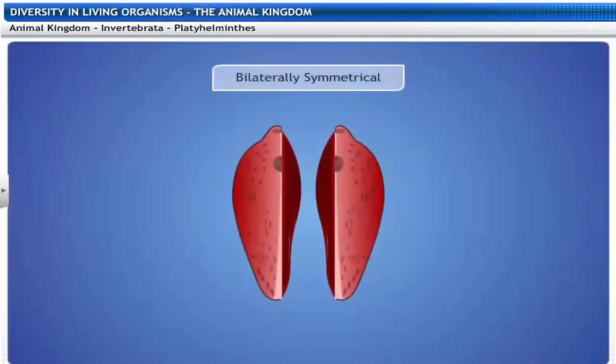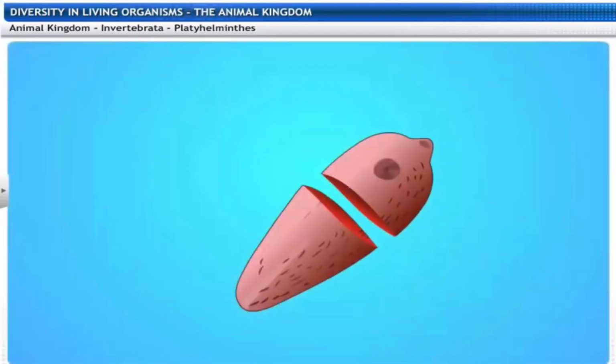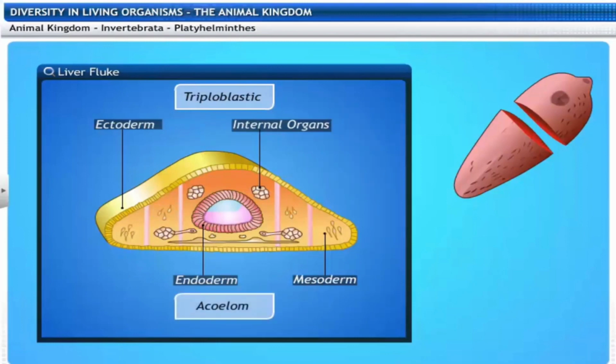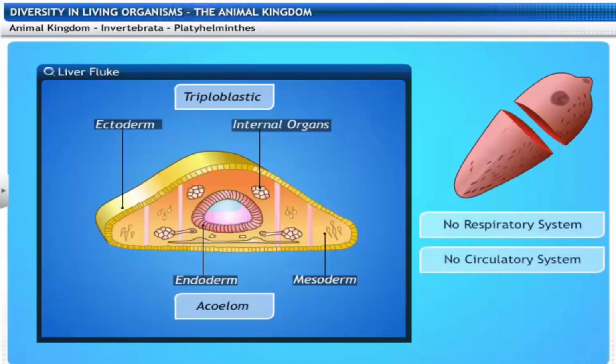Their bodies are bilaterally symmetrical, meaning that the left and the right halves of the bodies have the same design. Their bodies have 3 layers of cells that form differentiated tissue. This is why they are called triploblastic animals. Flatworms have no body cavity, hence called acoelomates. They lack respiratory and circulatory systems.